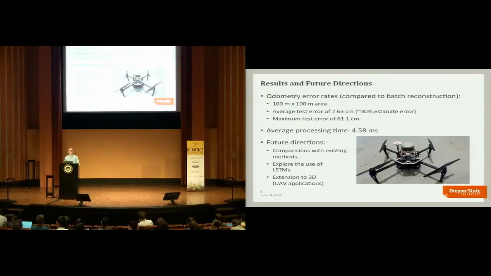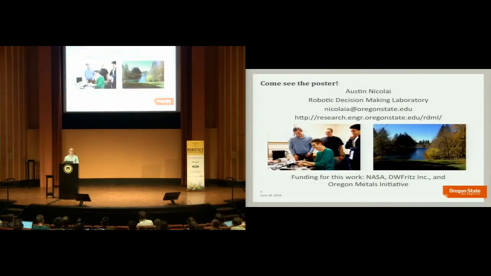So for future directions, as we experiment with more networks and obtain better results, we want to perform more robust comparisons with existing state-of-the-art methods. Additionally, we want to explore more network structures, including use of LSTMs, and then go on to extend this from a ground vehicle to a full 6 degree of freedom quadcopter, as you can see here. So with that, I'd like to thank our funding sponsors, as well as invite you to come see our poster and ask more questions. Thank you.